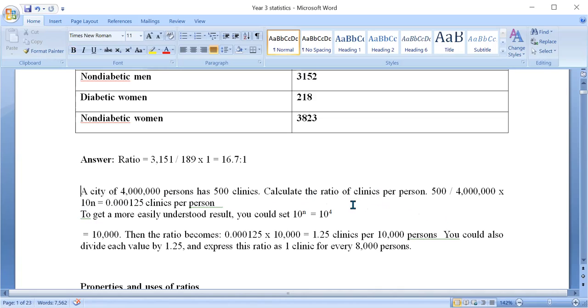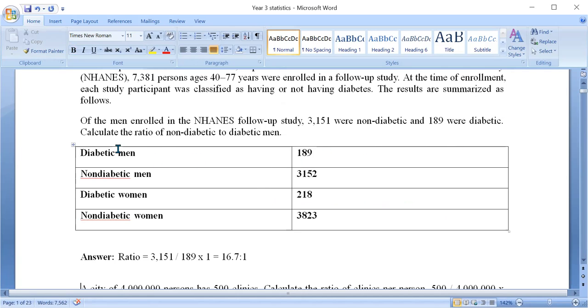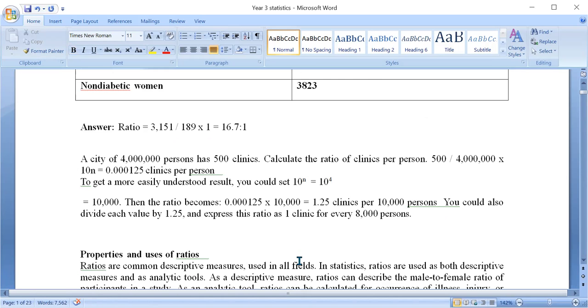So in calculating, since it's a ratio of clinic per person, what will come forward is clinic. Clinic will be the numerator. Like here, I call it ratio of non-diabetic men. This is the non-diabetic men. That's why it was the numerator. Here now, 500 clinics comes first, and it's the numerator. So person will be the denominator.